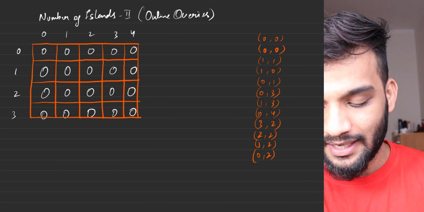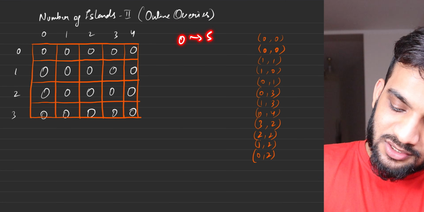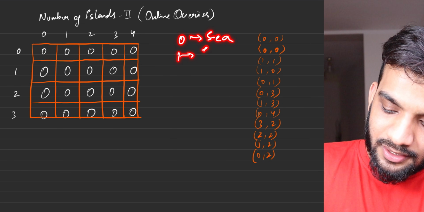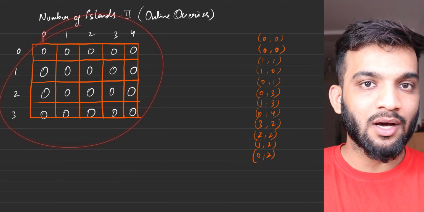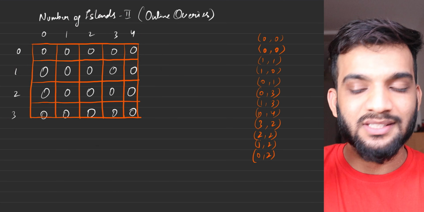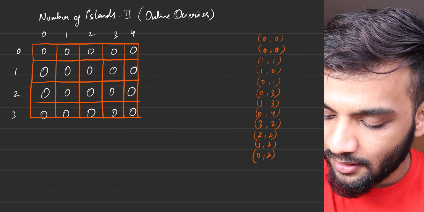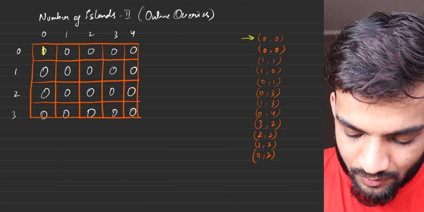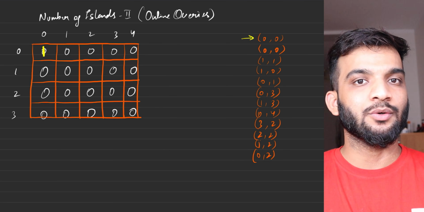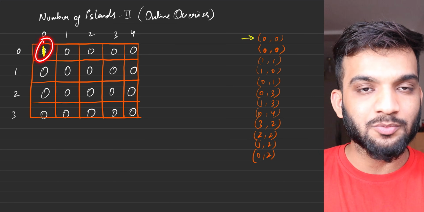So let's understand the question. 0 is sea, 1 is island. Keep it in mind. Initially, we have an entire sea. Someone comes up and says, hey, can you create an island at 0, 0? I'll be like, okay, let me create an island at 0, 0. So you just create an island at this position.